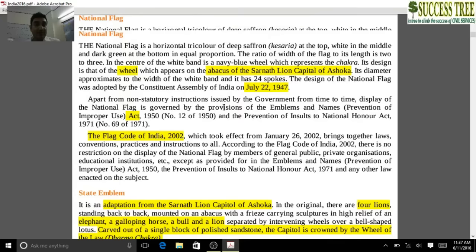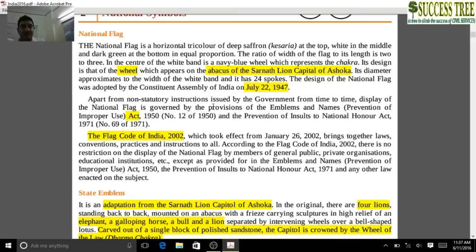Then you find here the national flag. You have seen the national flag. We have the Flag Code of India, and before that we have another act, the Emblems and Names (Prevention of Improper Use) Act, 1950. Even though you don't remember these, what you can remember is that the Flag Code of India also implements the provisions of a certain act. So these rules, regulations and codes are statutory in nature. They are not only a resolution or certain directions. These come from Parliament.